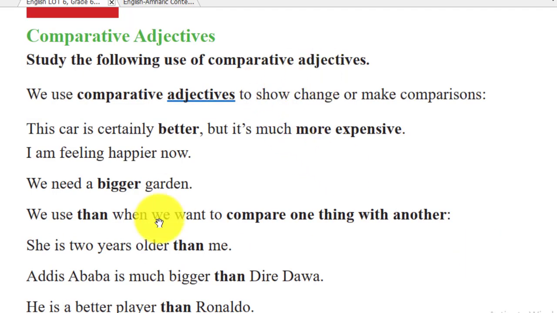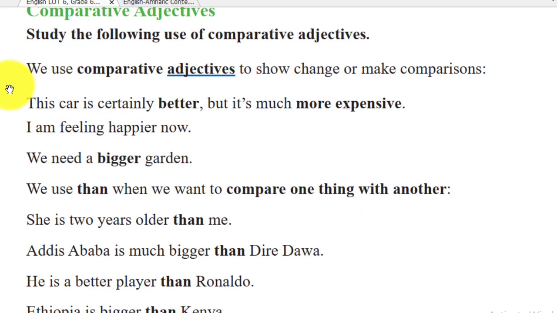Okay, when it comes to the next one, comparative adjectives. Study the following use of comparative adjectives. እንግዲህ ጠቀሜታዎቹን እዚህ ጋር ማየት እንችላለን። When it comes to the use of comparative adjectives, we use comparative adjectives to show change.